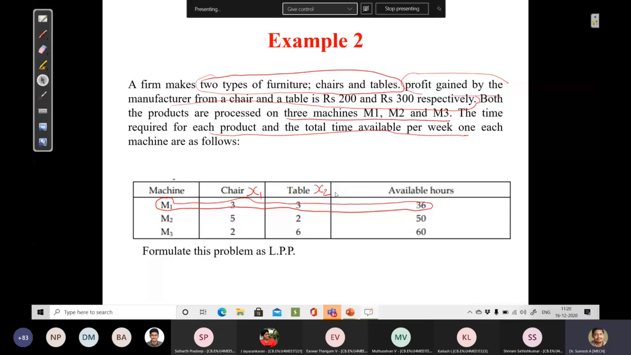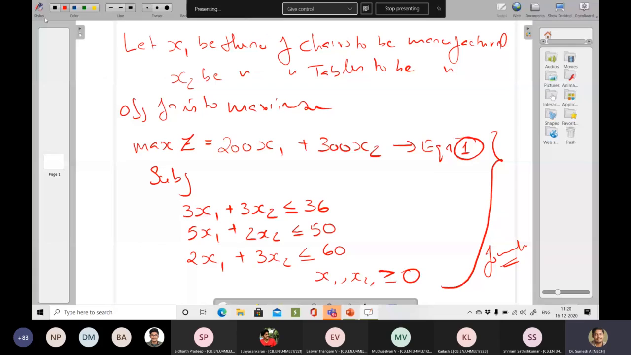So that is the end of your formulation. Any doubt in this? Can we solve it? Yes, sir. Each machine is producing separately, no, sir? Machine 1 can produce 3 chairs or 3 tables, something like that. It takes 3 hours to produce a table or chair.